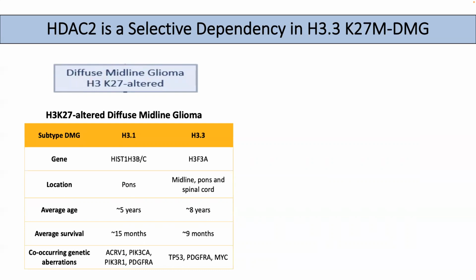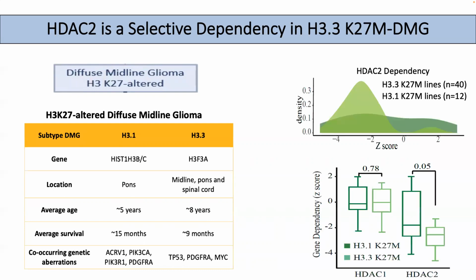So we then asked whether there were indeed functional differences between the H3.1 and H3.3 cohorts. And indeed, we found that there was. Just to show one particular example that we think is quite interesting, you can see that HDAC2 was particularly important in the H3.3K27-altered lines. And in this density plot, you can see in light green are the H3.3 mutants, the vast majority of which were exquisitely dependent on HDAC2.